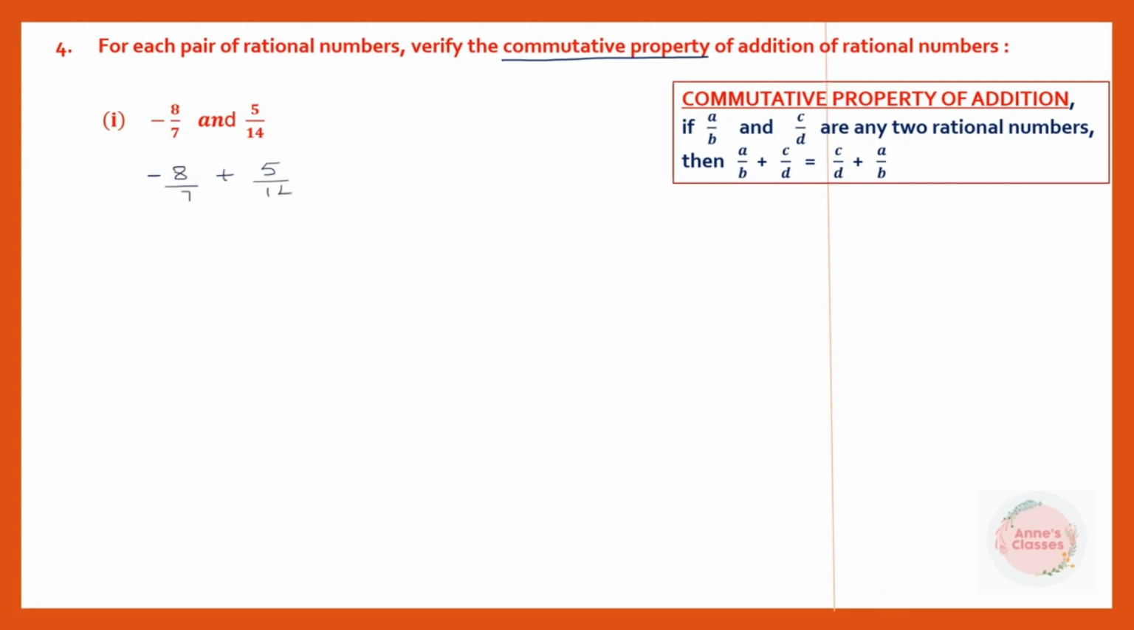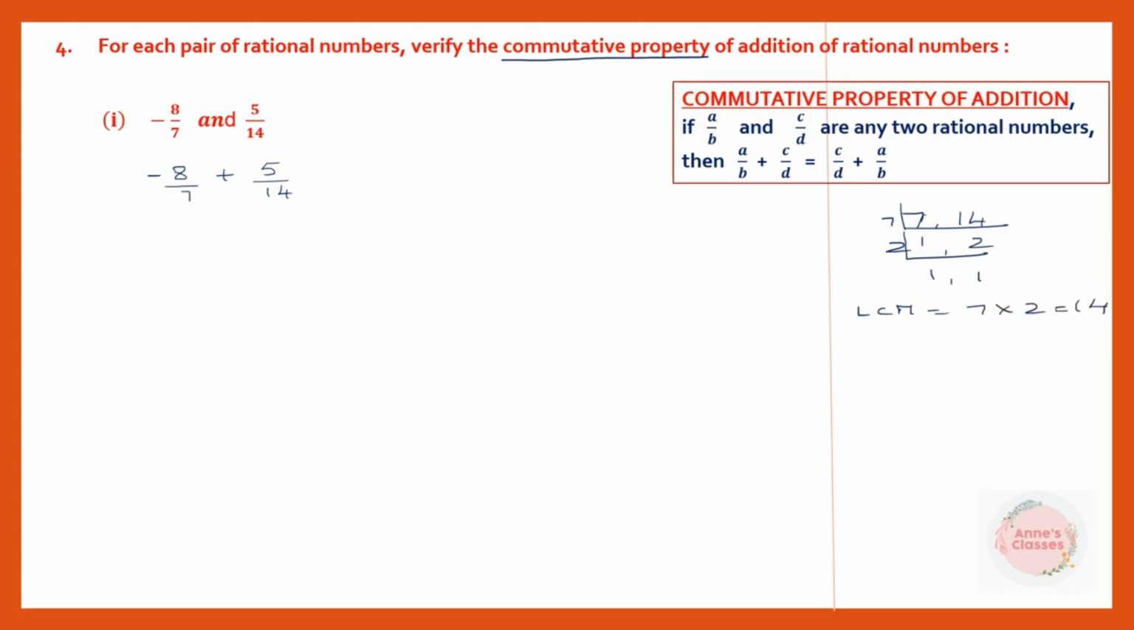Now as you can see, denominators are different. So let's find the LCM of 7 and 14 using 7 itself. Now 7 ones are 7, 7 twos are 14. Now use 2, 1 and 1. So what is your LCM? 7 into 2, which is 14.